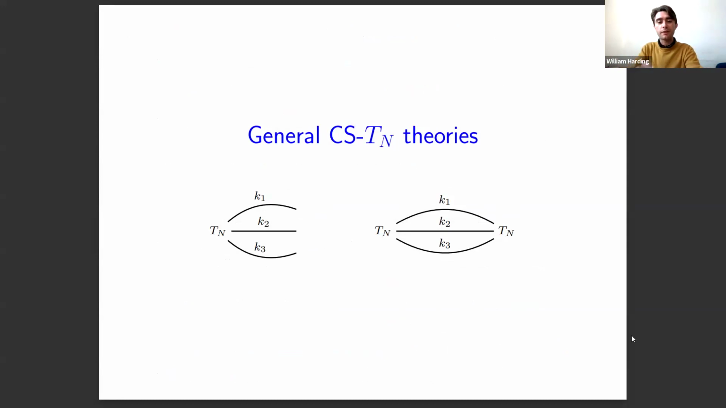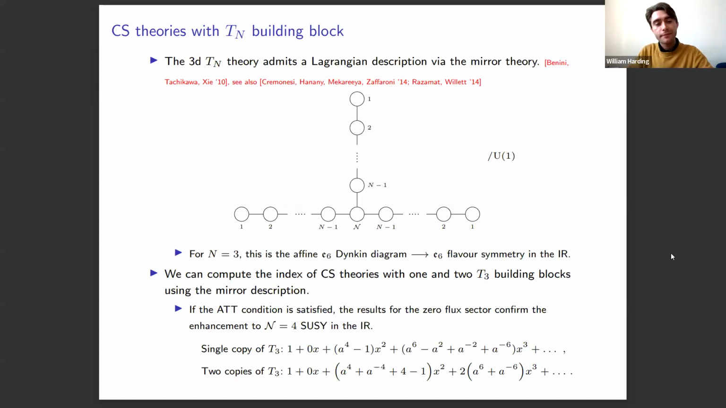Okay. So if not, let me just briefly mention general TN theories gauged with Chern-Simons levels K1, K2, and K3. So I sketched them here. The 3D TN theory, as you know, admits a Lagrangian description via the mirror theory, which is described by the following quiver diagram. And for n equal to 3, this is the affine E6 Dynkin diagram with the E6 flavor symmetry in the infrared.